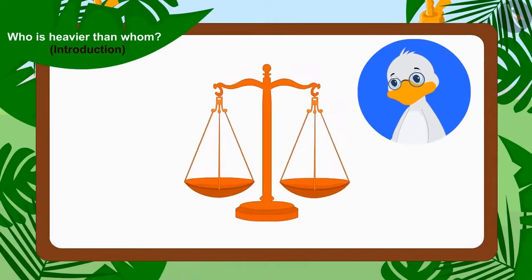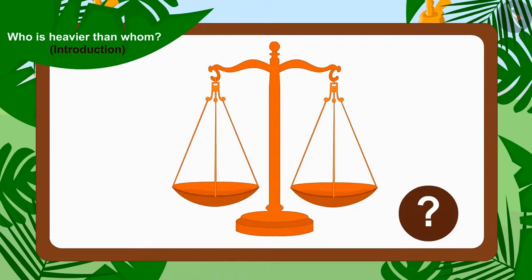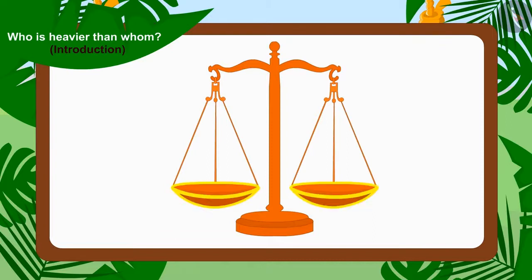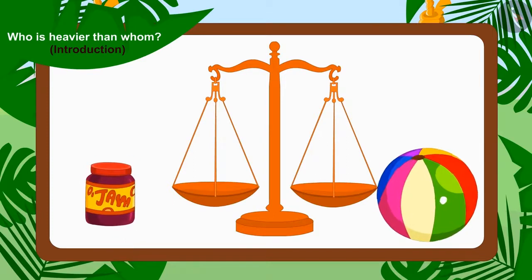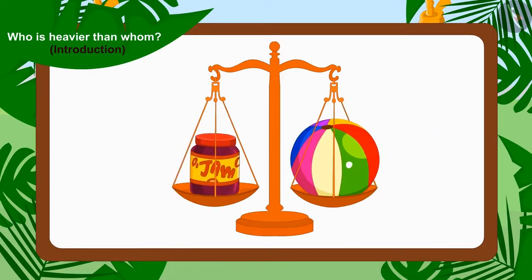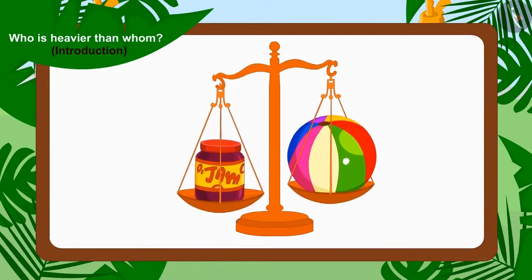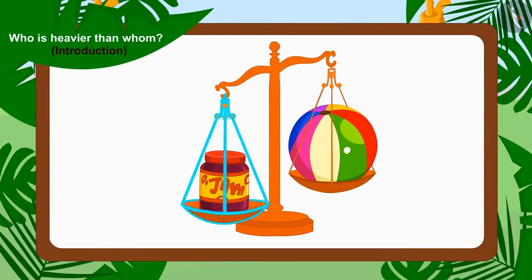Uncle brought a weighing scale. Children, do you know what a weighing scale is? A weighing scale is a device for measuring weight, and it is made of two plates. We have to put the two things whose weight we want to compare on these plates of the weighing scale. The weighing scale will tip towards the side of the plate which has more weight on it.